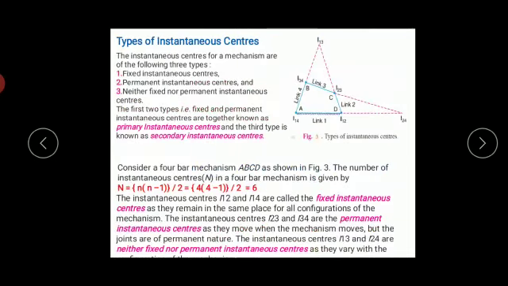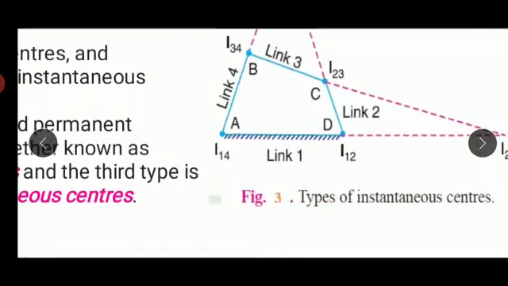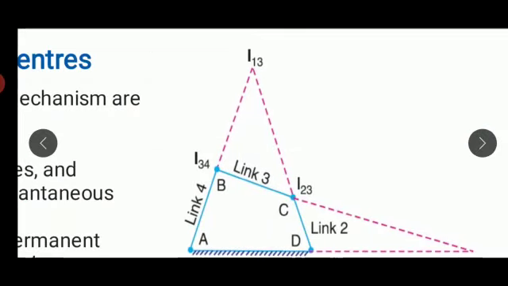Okay, let us go through the types of instantaneous center. Now we have 3 types of instantaneous center. One is the fixed instantaneous center, the second is the permanent instantaneous center, and the third is the neither fixed nor permanent instantaneous center. So let us see what these instantaneous centers are.